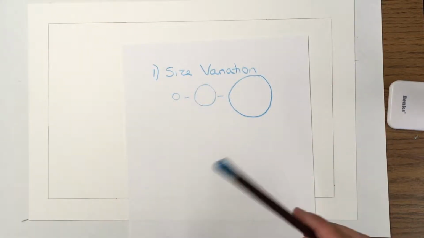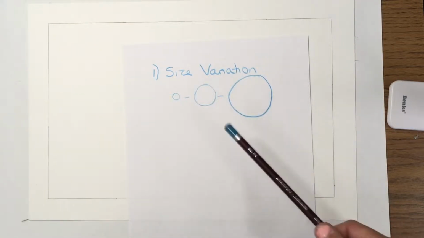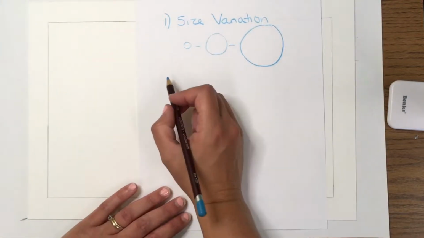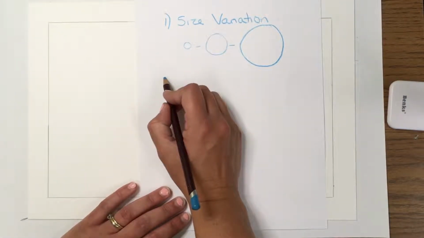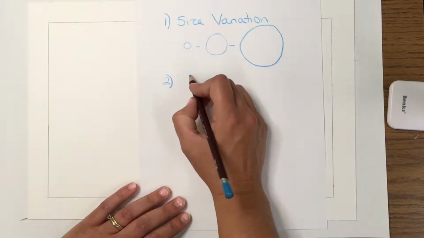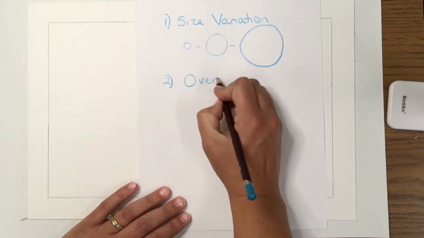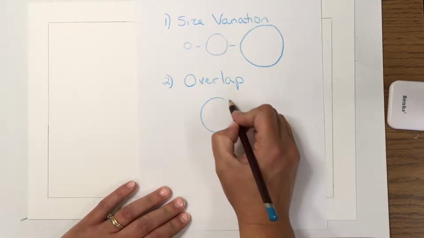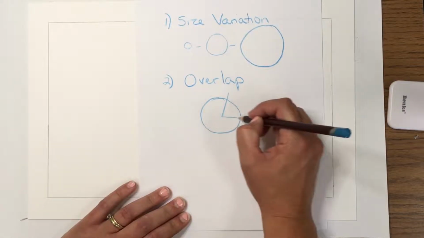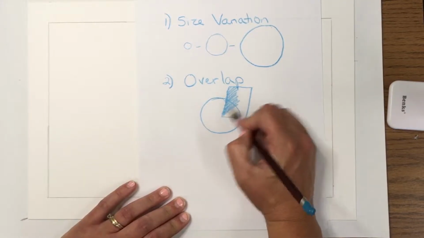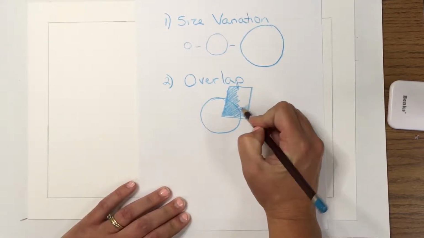Just because something is actually small in real life doesn't mean you can't make it comically large or giant on your picture. Okay. The second thing we're going to do is make sure that we include an element of overlap. That means as I draw, I'm going to have one object coming in front of or behind another object.